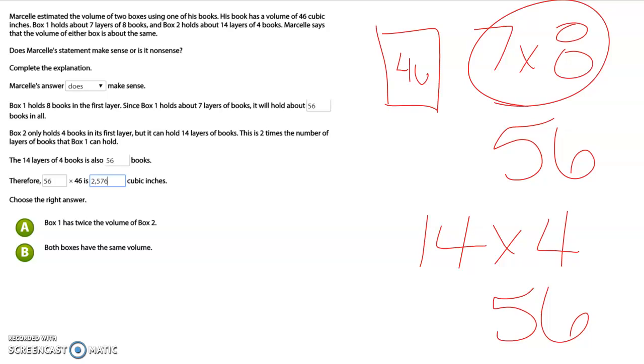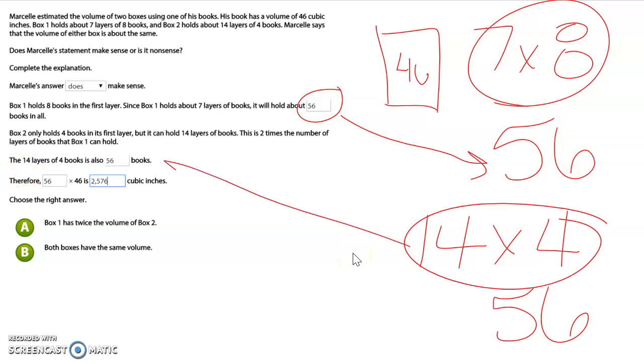Okay, so next it says, Marcel says the volume of either box is about the same. Does Marcel's statement make sense or is it nonsense? Complete the explanation. So in this case, Marcel's answer does make sense. Both of the volumes of the boxes are very similar. Box 1 holds 8 books in the first layer. Since box 1 holds about 7 layers of books, it is 56 as we got here because 7 times 8 equals 56. Then it says box 2 holds 4 books in its first layer and can hold 14 layers of books. This is 2 times the number of layers that box 1 can hold. So again, 14 times 4 is 56.